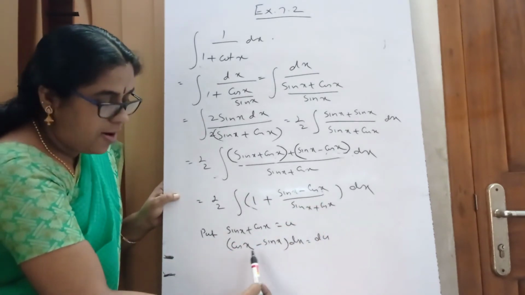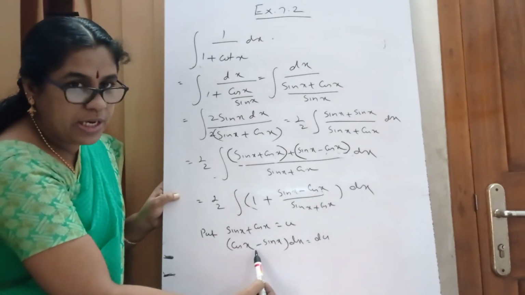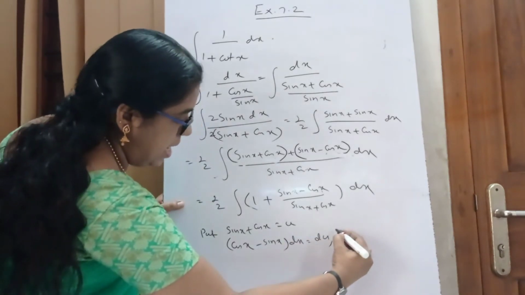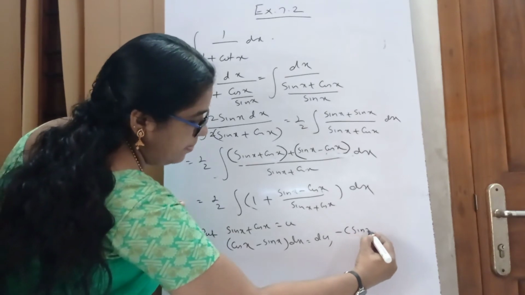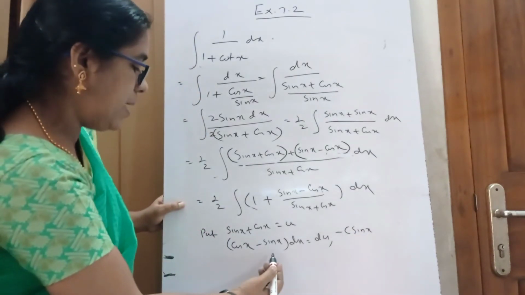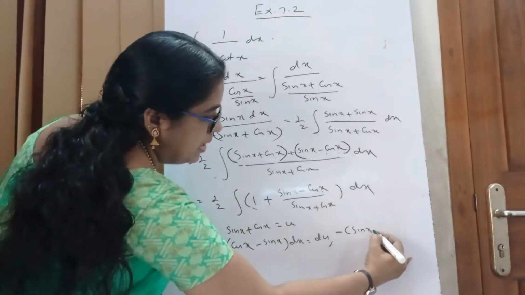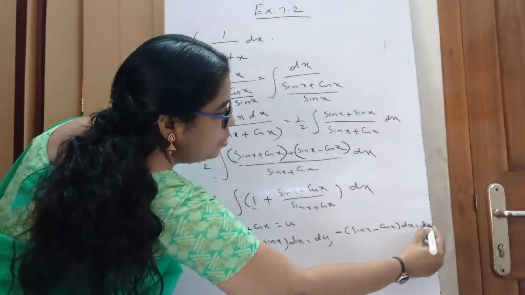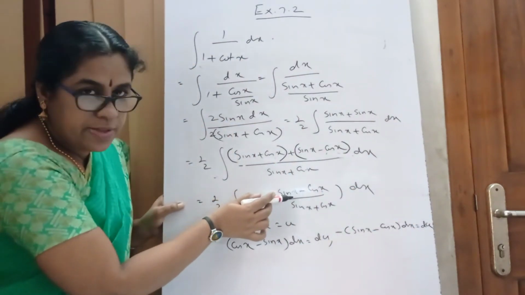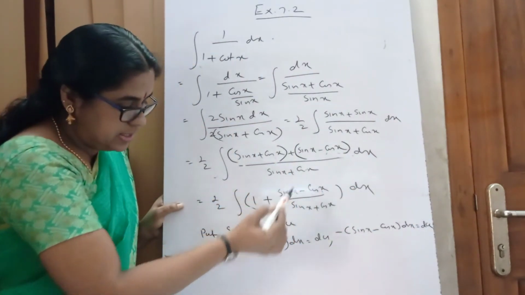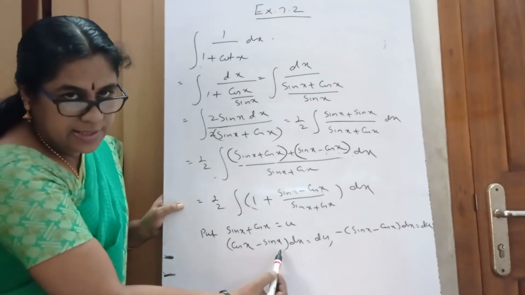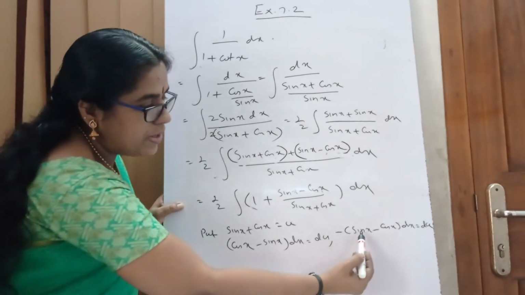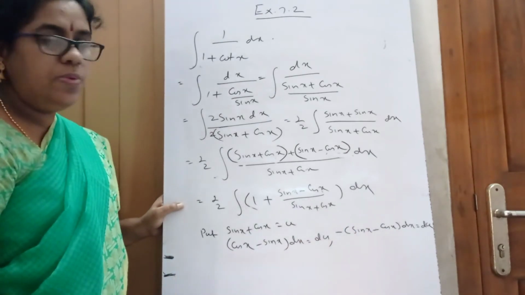Here the numerator is sin x minus cos x, but here we got cos x minus sin x. So what we have to do here? We have to take one minus sign outside. Therefore minus of sin x minus cos x dx becomes du. There is only the difference of one minus sign, so take the minus sign outside. Minus of sin x minus cos x dx is equal to du.